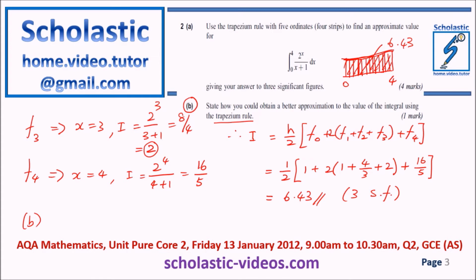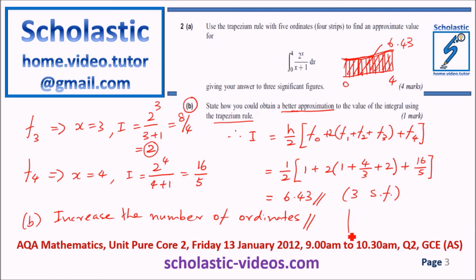So the straightforward answer here is to increase the number of ordinates. We have taken only 5 ordinates before, but if you take more, then you can reduce the error, because the value is an approximation. To make it better, we increase the number of ordinates.